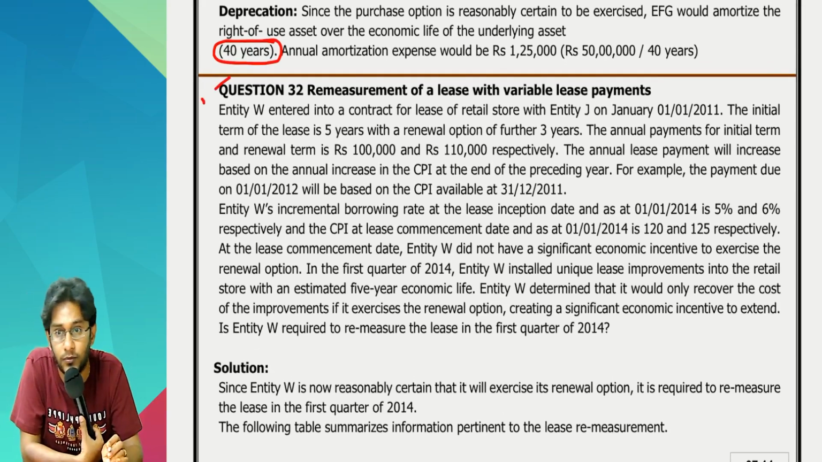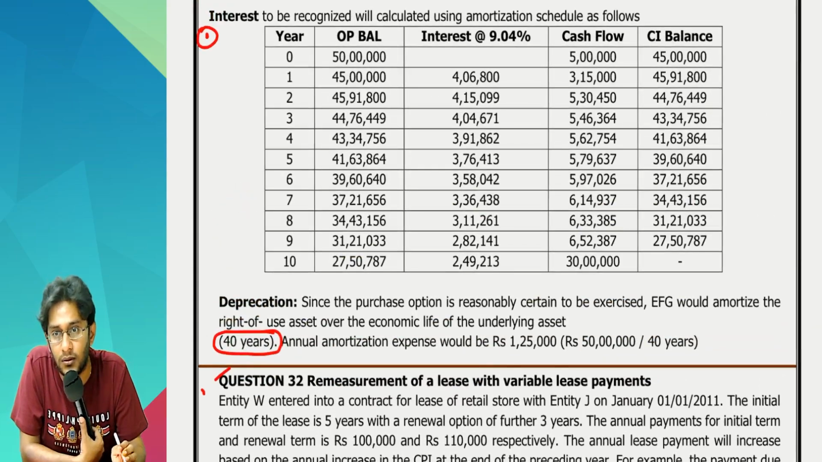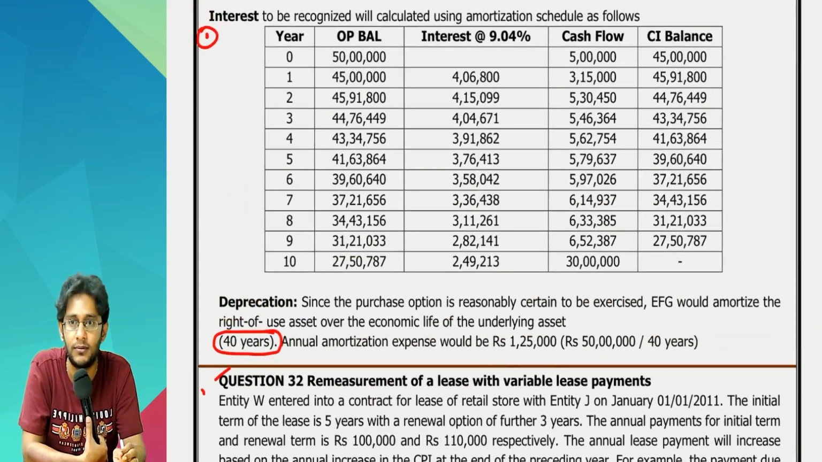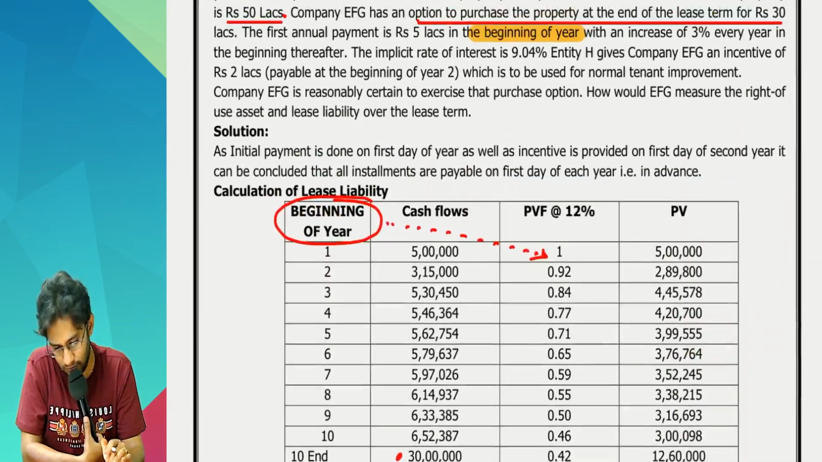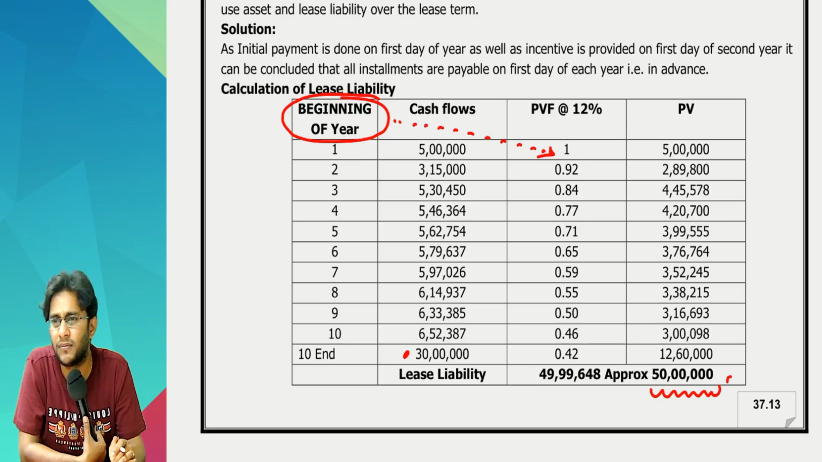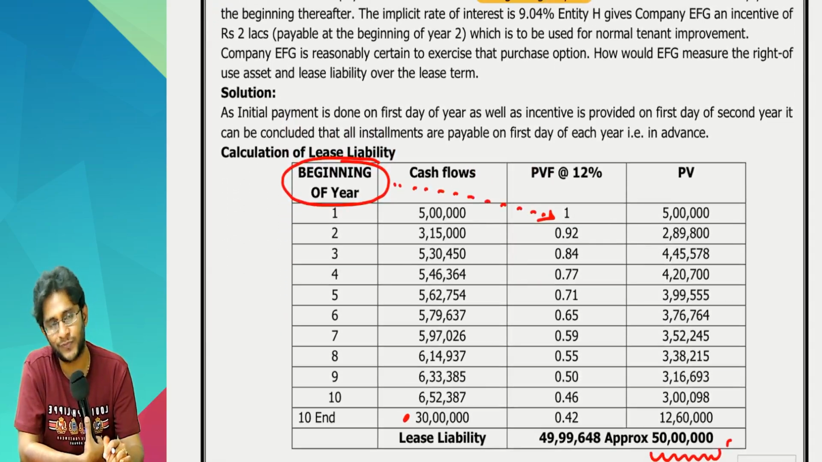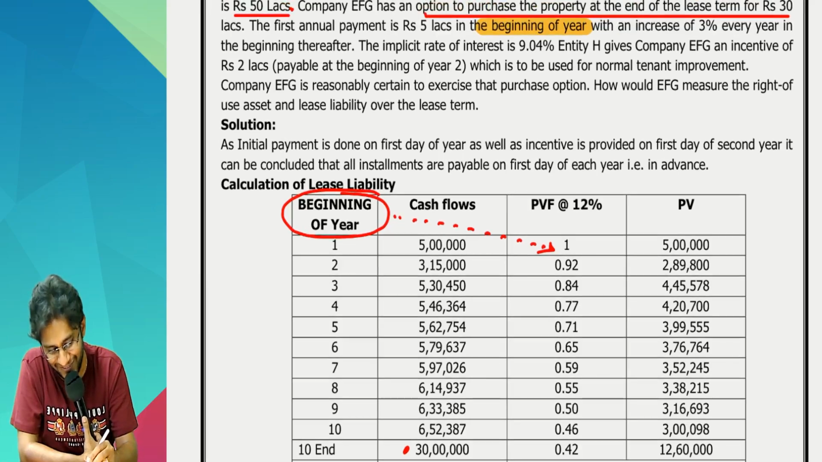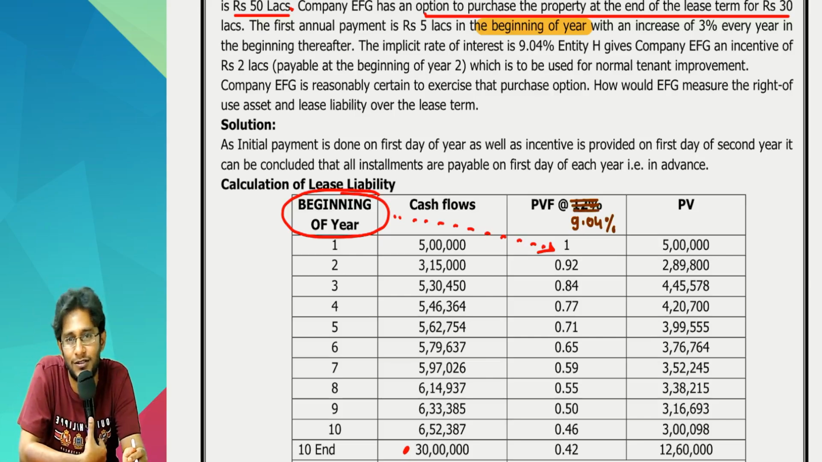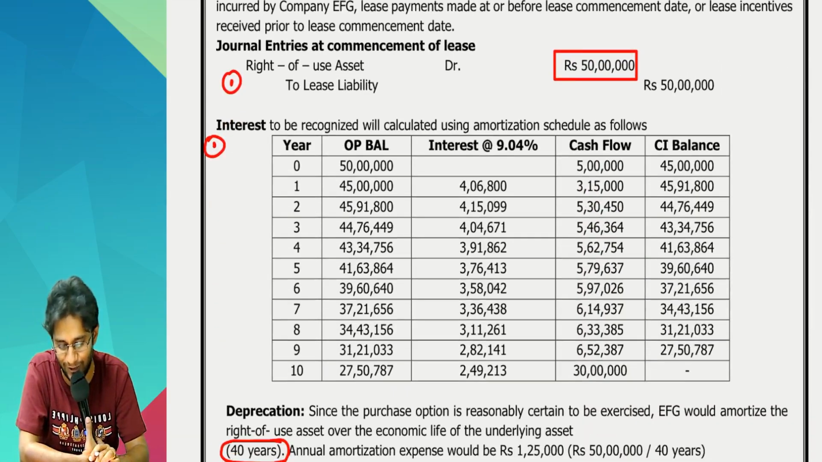Come to question number 32. 31 is of doubt. Please tell me. Which one? Printing error, ma'am. I'm sorry. The PV factor at 12% for the first year is 0.8929. No, it's 0.92. Printing error. Okay, thank you. Thank you, sir.